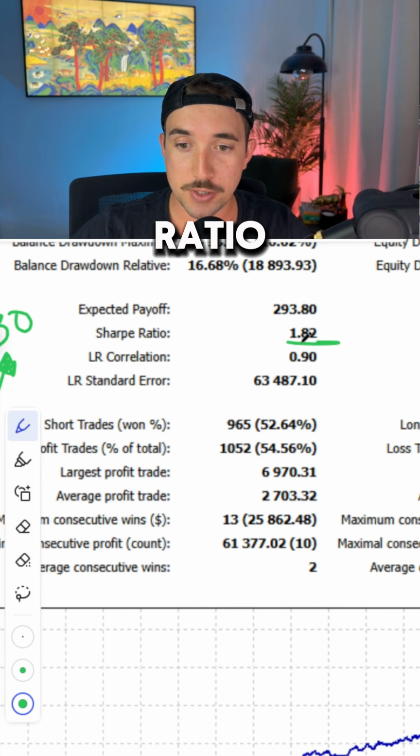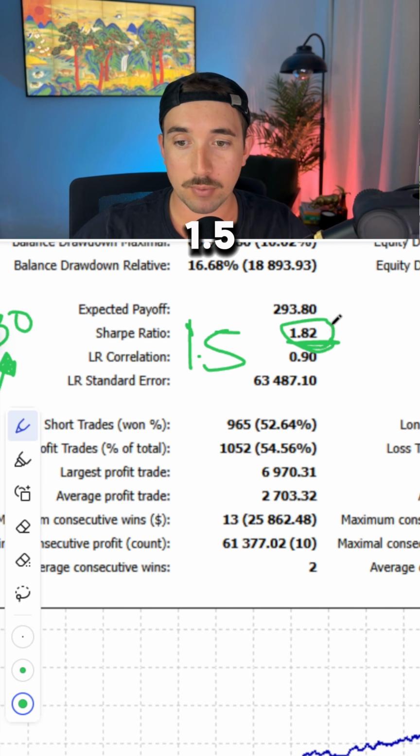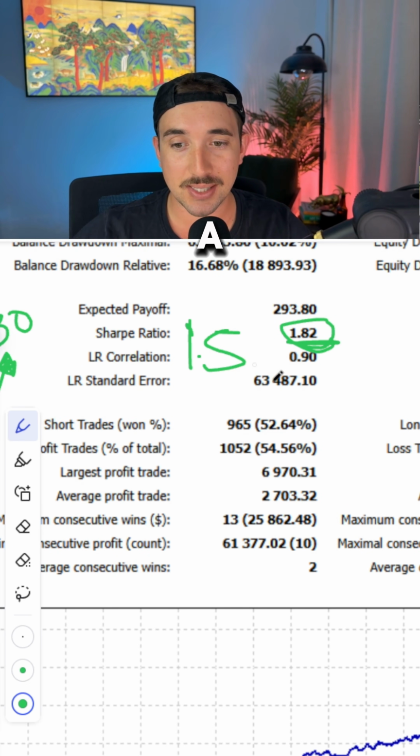The next is our Sharpe ratio, sitting at 1.82. I like a minimum of 1. So this is above that 1.5 ratio, but I wouldn't mind seeing just a little bit higher.